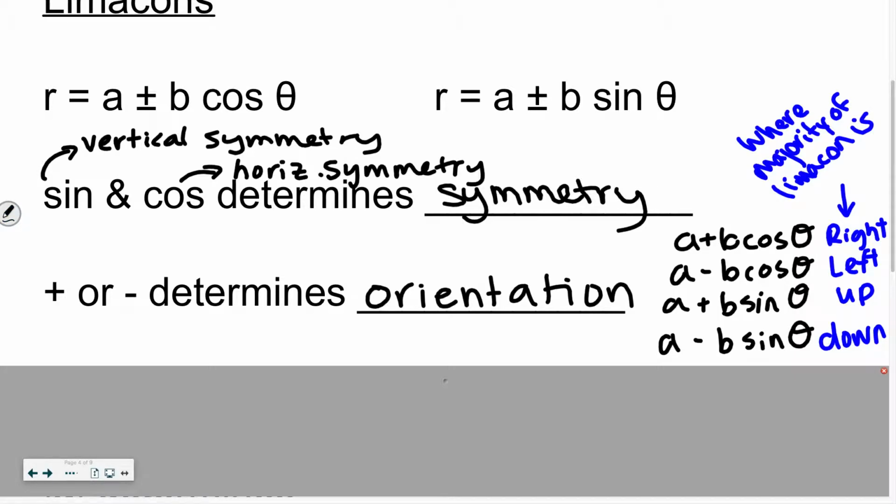When we get to the graphs, what this should coincide with is where the majority of your graph shows up. The majority of the limaçon is to the right. Some of it will be to the left, but the majority of the limaçon is on the right if it's an a plus b cosine theta.